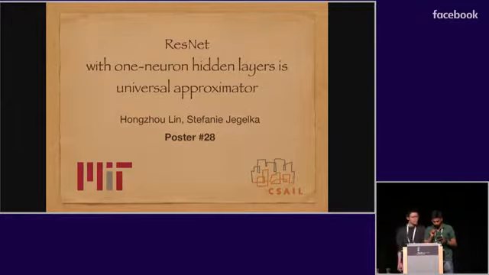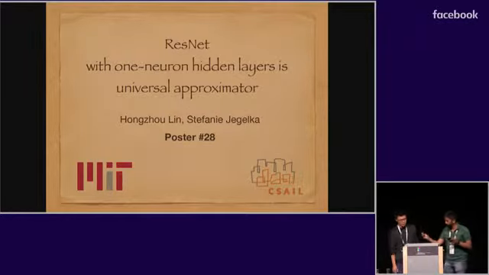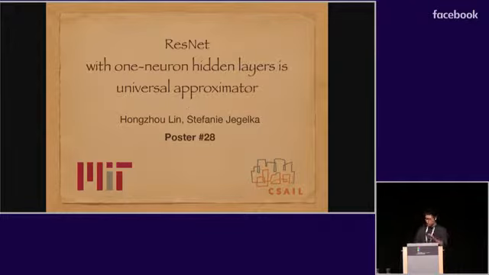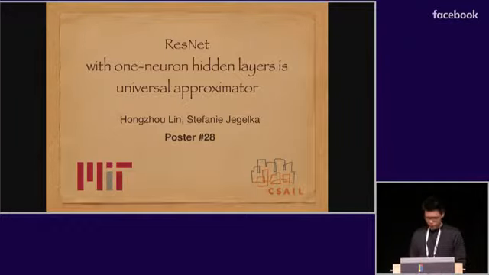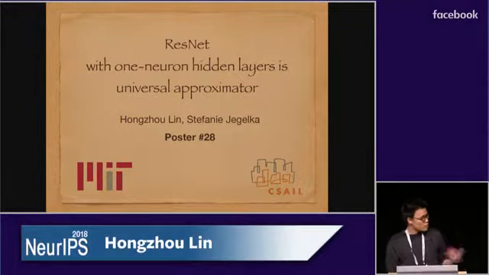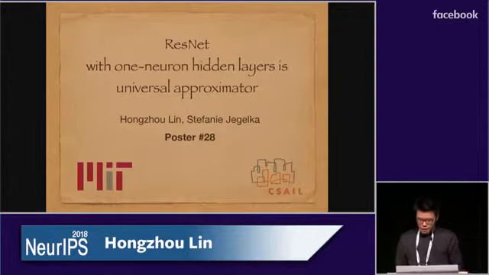Our next speaker is Hongzhou Lin, and his paper is titled ResNet with 1 neuron hidden layers is a universal approximator. Hello, everyone. Today, I would like to show you our work about ResNet being a universal approximator. This is joint work with my supervisor, Stefanie, at MIT.